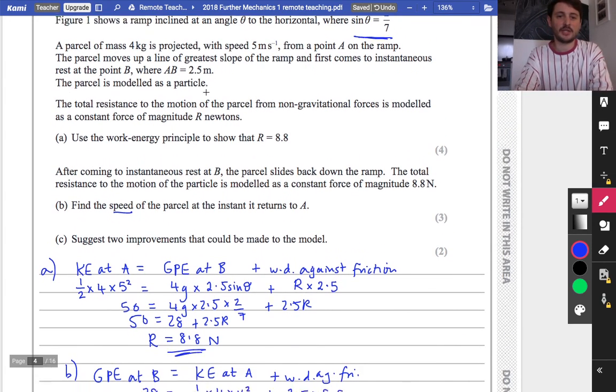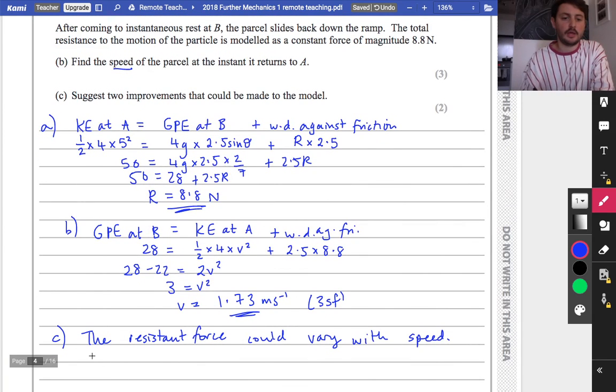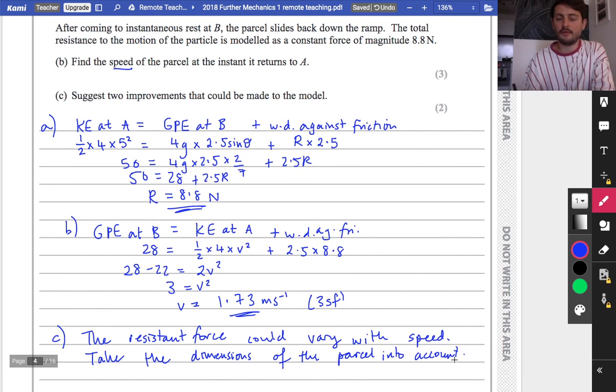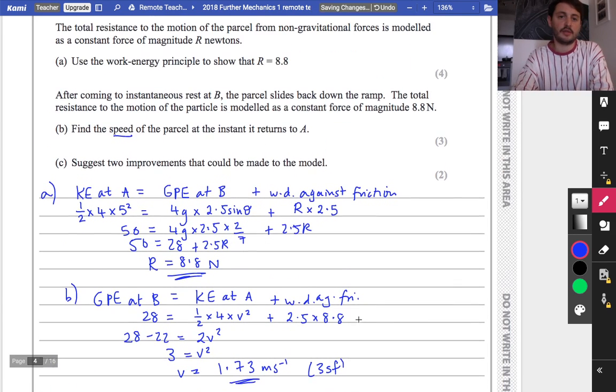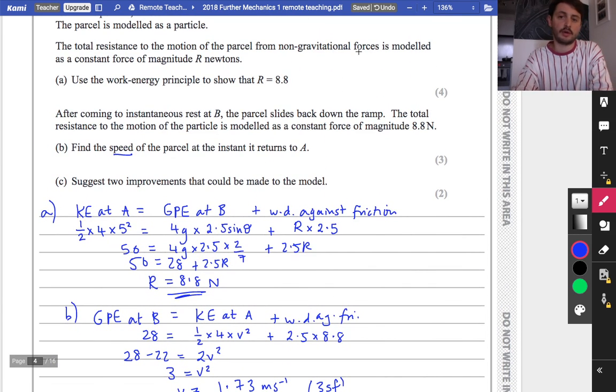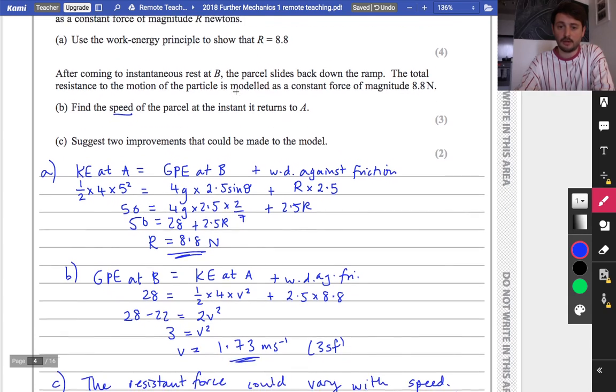The other thing that's happened is that we have modelled the parcel as a particle. So we could take the dimensions of the parcel into account. Now, I perhaps wouldn't say air resistance here, because they've talked about the other resistant forces. They've talked about non-gravitational forces, which would include air resistance, the total resistances. So they actually have taken into account some air resistance here, which is why you should not say air resistance, even though it's talking about a particle.